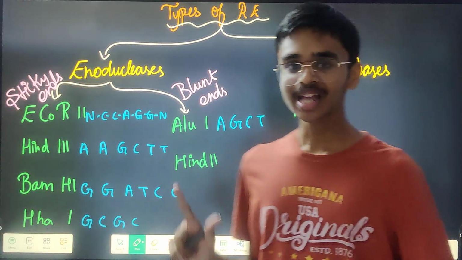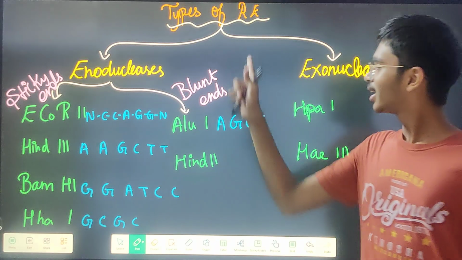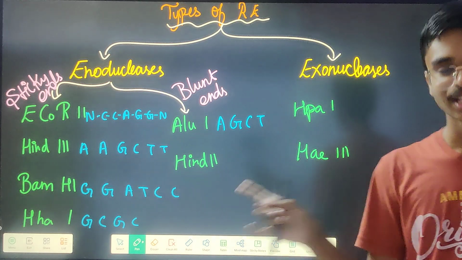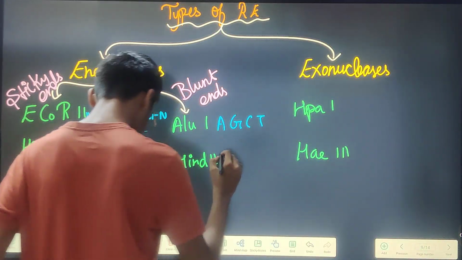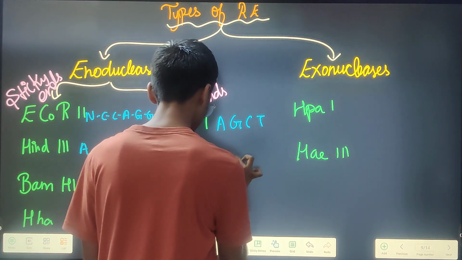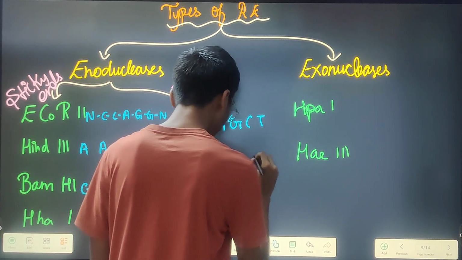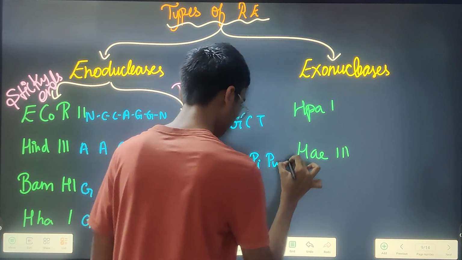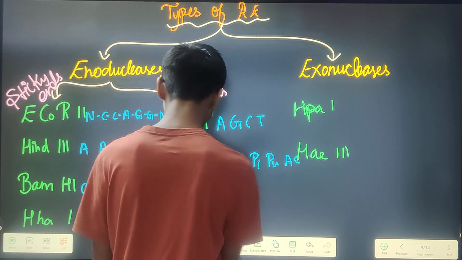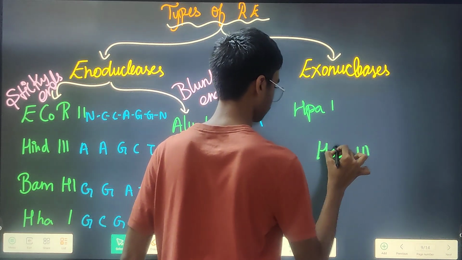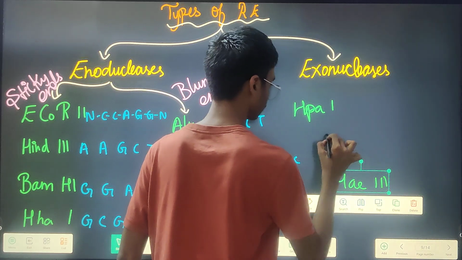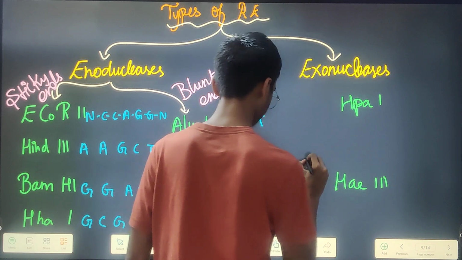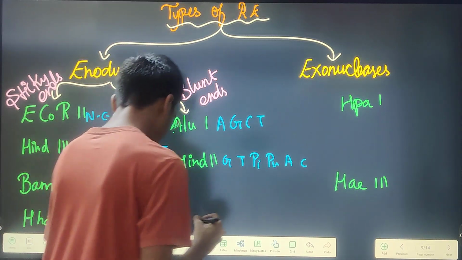Hind 2 is actually, and also I can give you proof that this endonuclease is able to give both sticky end and blunt end. I can give it very easily. I will give you now. Don't worry. See, Hind 2 is actually G T Pi, then Pu, A C.